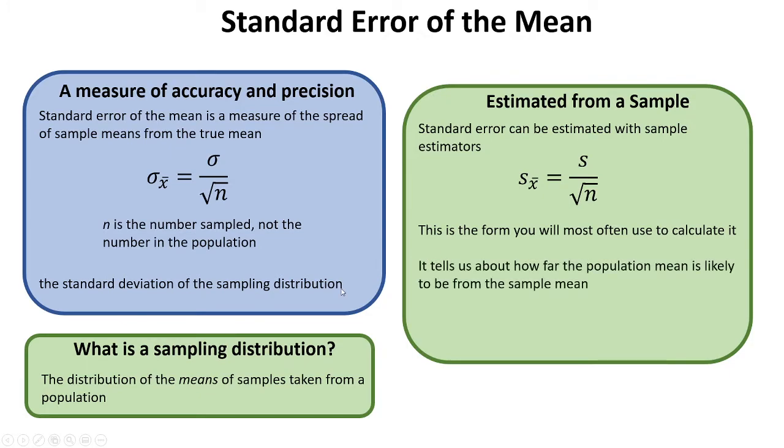And ultimately, it tells us something a little bit different because it tells us how far the population mean is likely to be from the sample mean, whereas this is telling us how far the sample mean is from the population mean. So they're kind of reverse versions of each other. We'll go into this more in a later module. And so it plays a fundamental role in understanding confidence intervals.